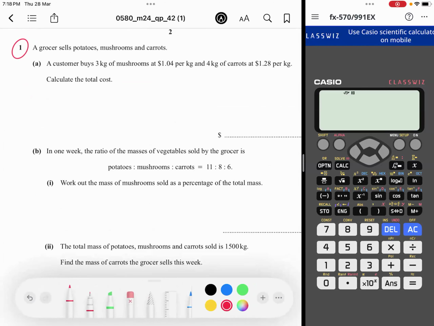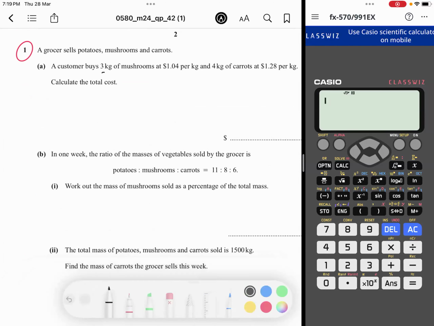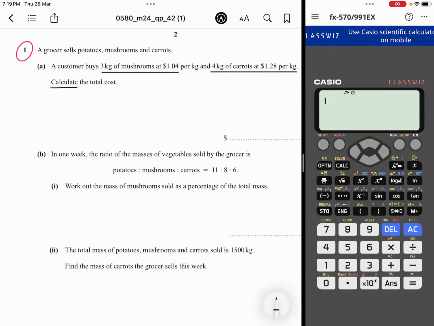Now we need to understand this question very well. This is a recent question from the Cambridge examinations. A grocer sells potatoes, mushrooms, and carrots. A customer buys 3 kg of mushrooms at $1.04 per kg and 4 kg of carrots at a given price per kg. Calculate the total cost. First, let's calculate the cost for the mushrooms. The customer bought 3 kg and the price per kg is 1.04.